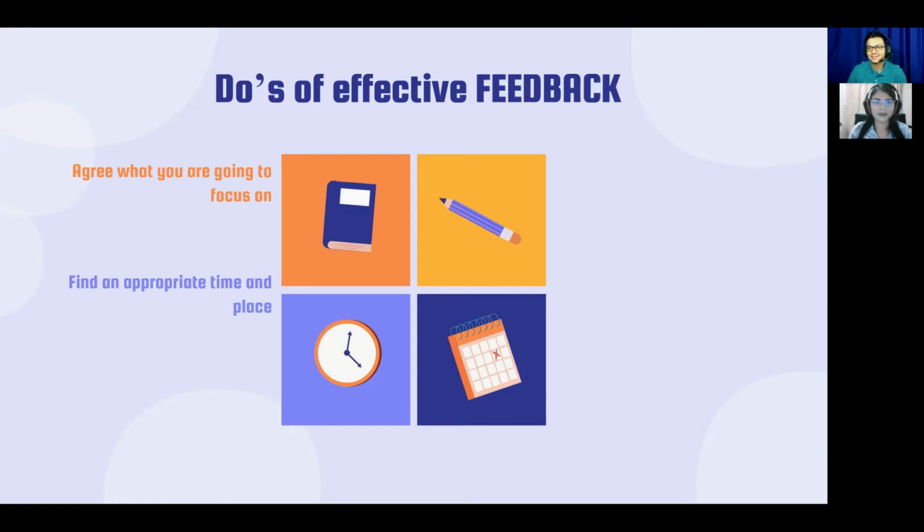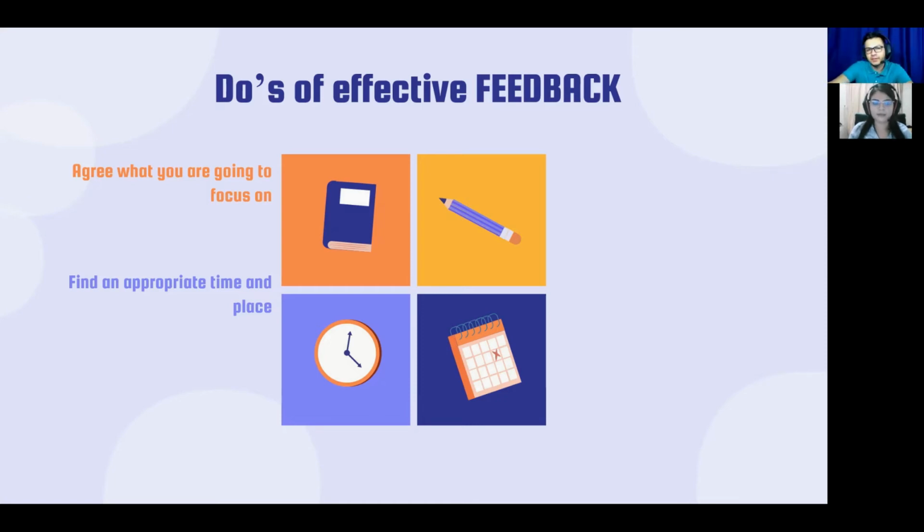Then we have find an appropriate time and place. So in this one, we have to create an appropriate environment. In order to do this, you have to gain the consent and cooperation of the person you're giving feedback to. So you need to agree that what you're going to say or suggest is something that will help the other person.